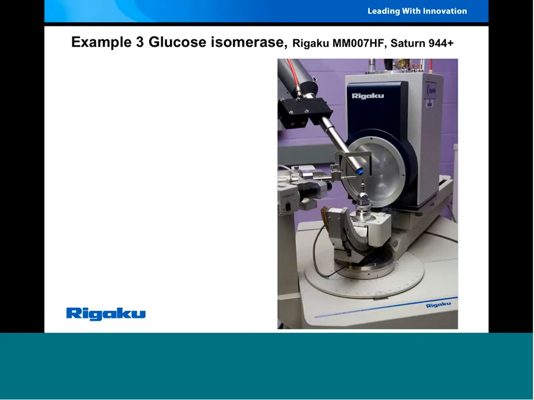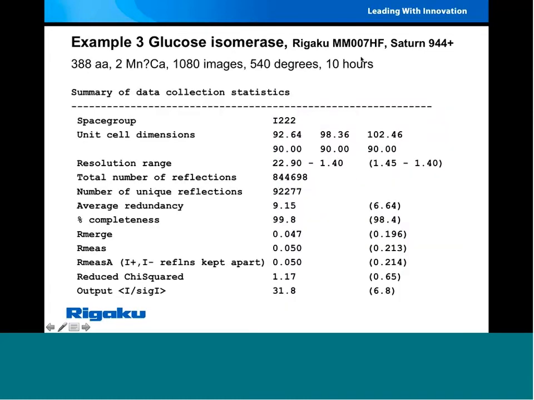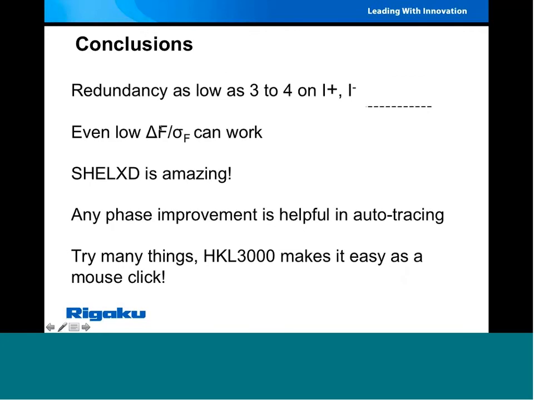The glucose isomerase was collected at Cold Spring Harbor lab during the Cold Spring Harbor course on X-ray methods in structural biology, and it's on a Rigaku, another Rigaku rotating anode, the MM007HF with a Saturn CCD detector. These were the data collection statistics on it. The average redundancy was a little bit higher for this weaker data.